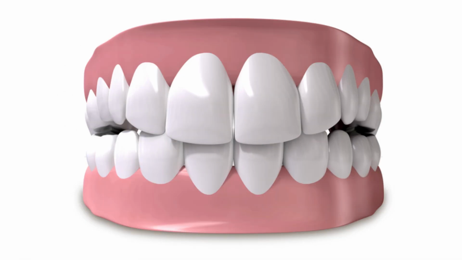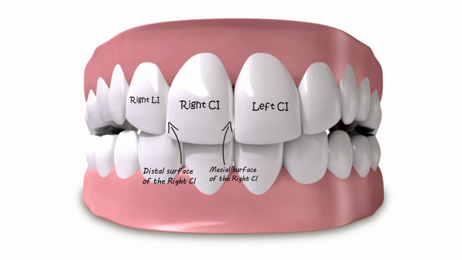Let's take an example to understand it much better. Consider 3 teeth: the right central incisor, the left central incisor, and the right lateral incisor. Now the surface of the right central incisor that is in contact with the left central incisor is its mesial surface because it is nearer to the midline, whereas the surface that is in contact with the right lateral incisor is its distal surface. The same can be said for the right lateral incisor as well.